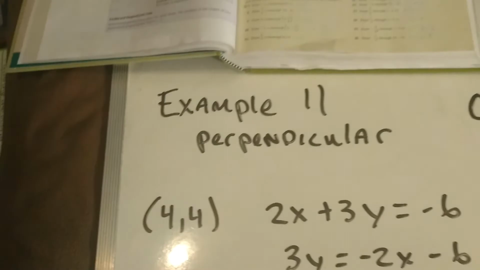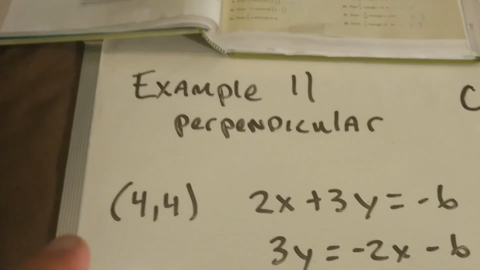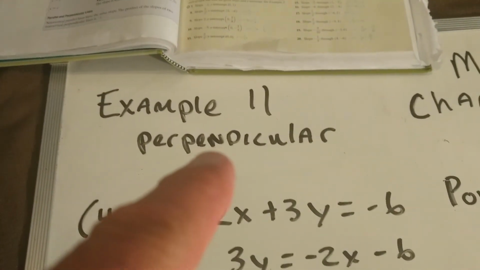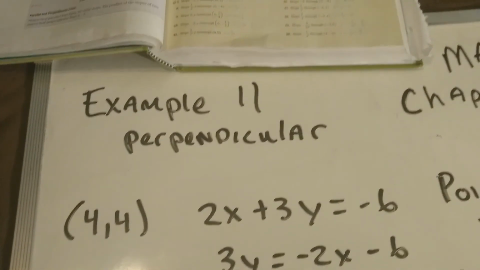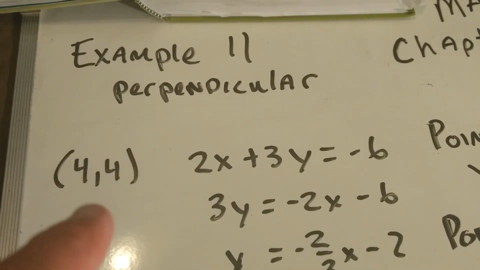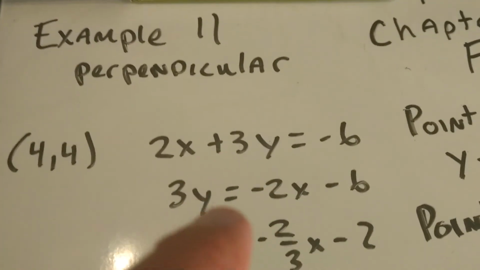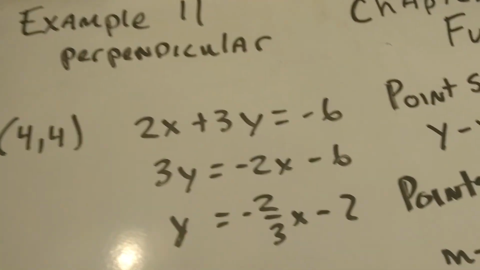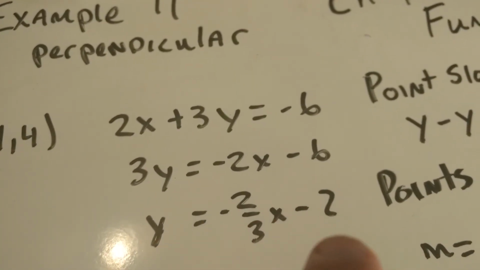Next we come to example problem 11, where we're going to use the same point, same equation, but now we're going to find the line that's perpendicular to this line, but going through this point. So we go through the same process. Subtract the 2x, divide by 3, we get y equals negative 2/3 x minus 2.